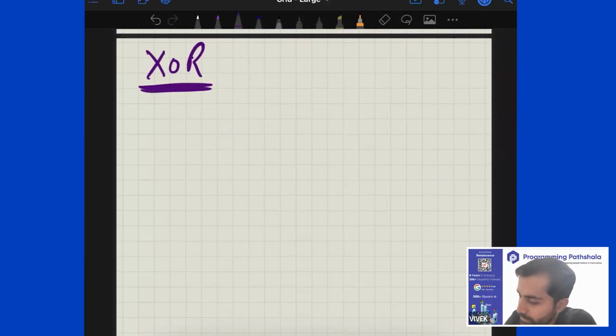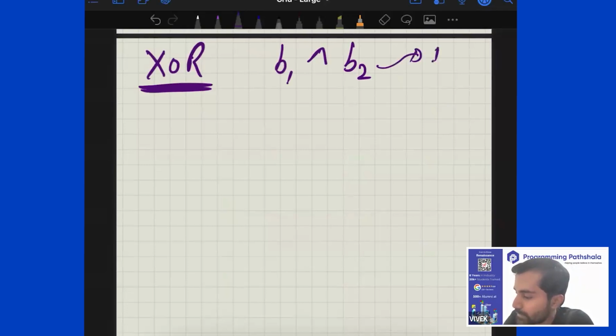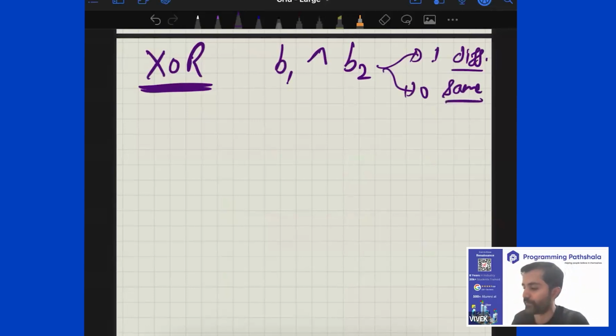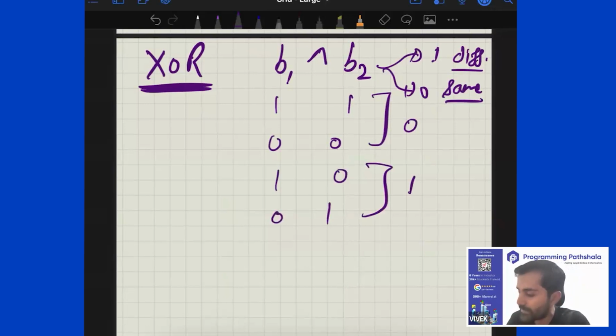How does XOR behave? So let's say there are two bits, B1, B2. If you're taking their XOR, then when is the result 1? The result is 1 if both the bits are different. And the result is 0 if both the bits are same. Yeah, very good. So if both of them are 1, 1 or both of them are 0, 0, the result will be 0. And if they are 1, 0 or 0, 1, the result is going to be 1. That's the simple idea. And this is something which is truly very useful.